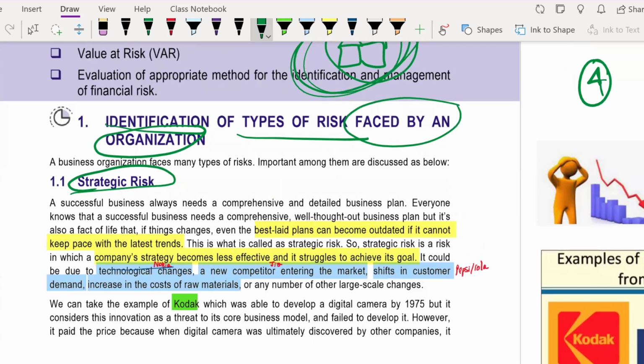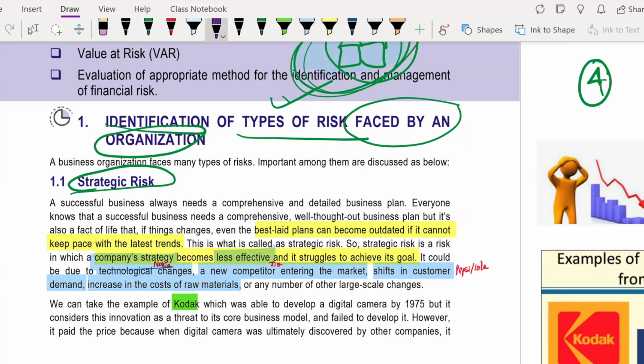As you understand from the name itself, every running business has one strategy. Even if I am going to start a business today, I am going to have a strategy on how I want to become the market leader, and what steps I am going to take. These are the strategies that make up a business. Sometimes these strategies may also fail. Basically, a company's strategy may become less effective. The strategy that you have made might not work out 100%. That is what is known as your strategic risk.